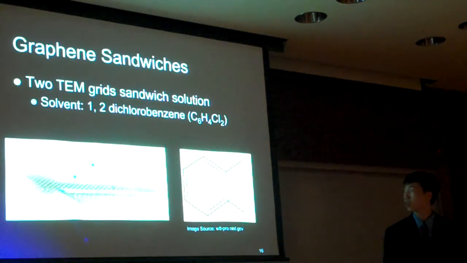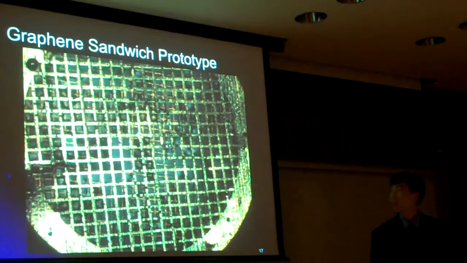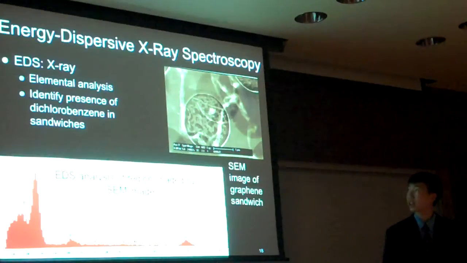Here's the structure. We wanted to put the solvent inside the sandwich to create this. And here's an image of what it would ideally look like. As you can see, there's another grid underneath it. I'm not sure you can see it, but it's not entirely aligned.